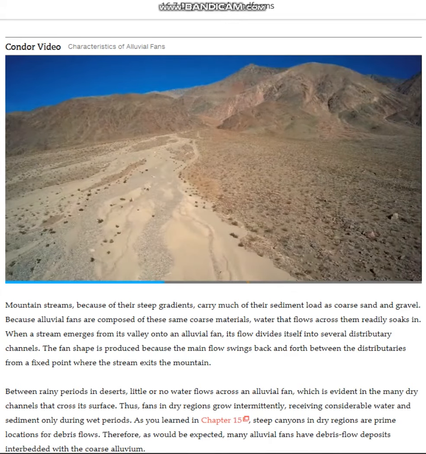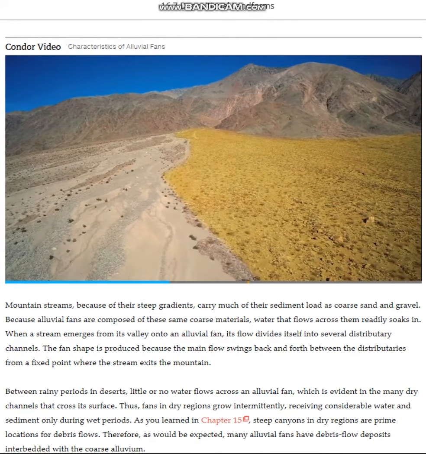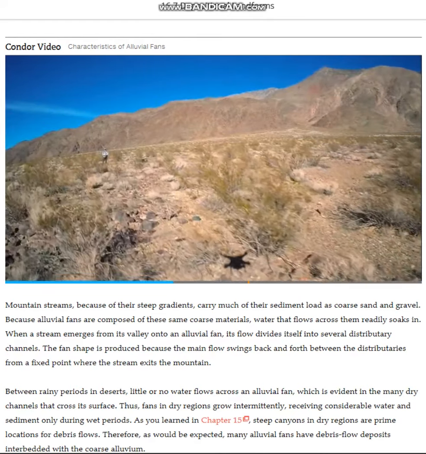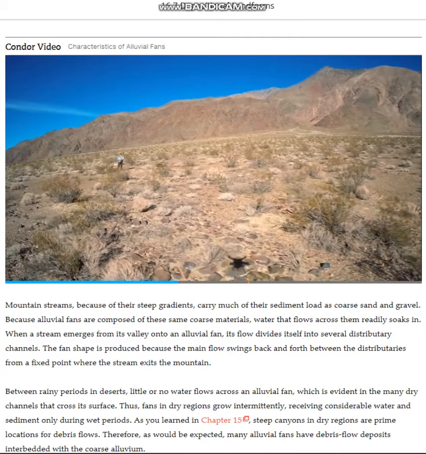Compare this to the inactive part of the fan to the right. This part of the fan is darker in color, has more well-established vegetation, and older channel features that are hard to distinguish.